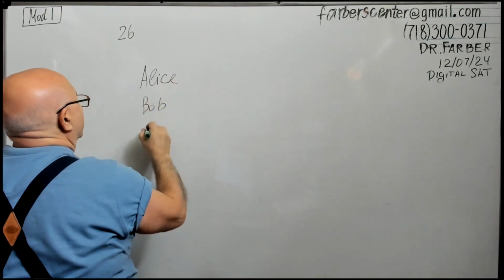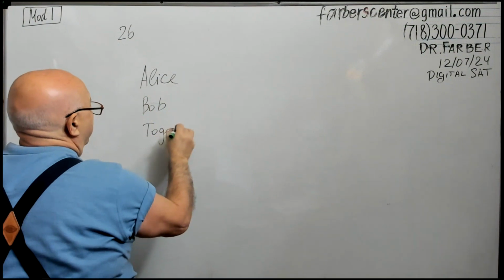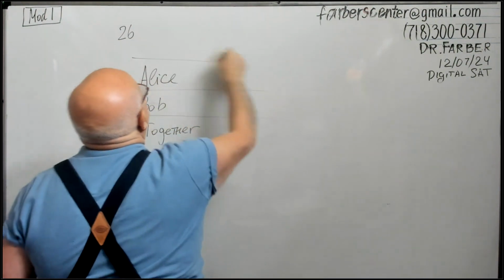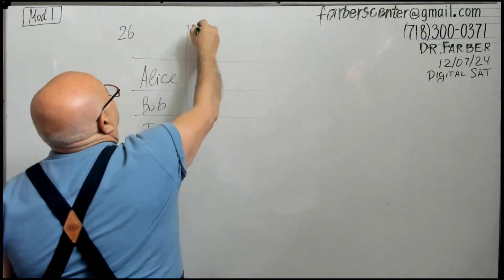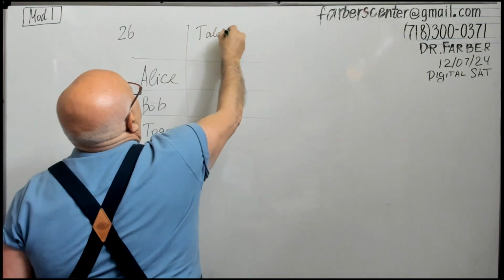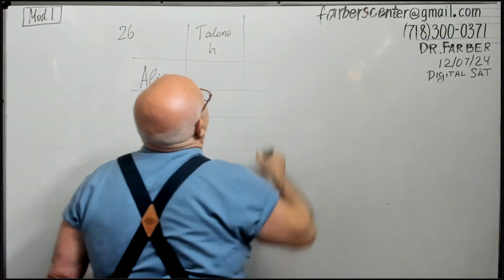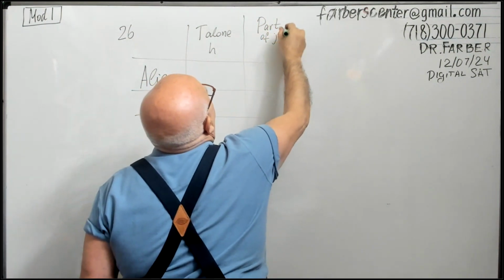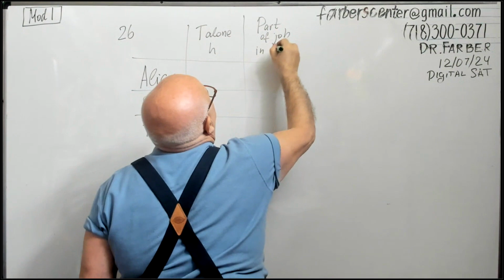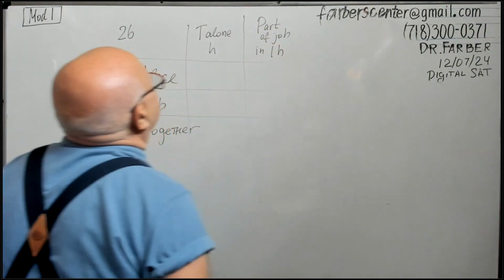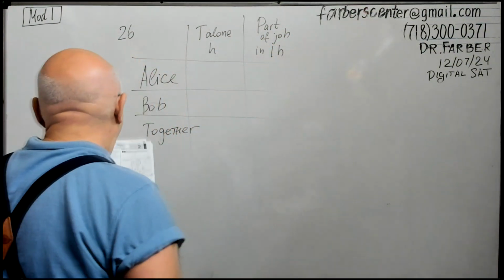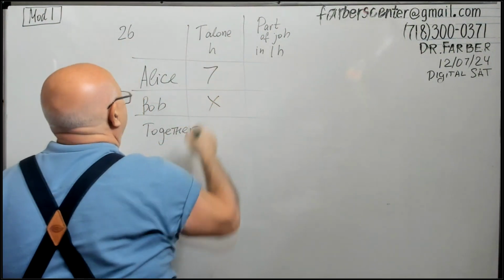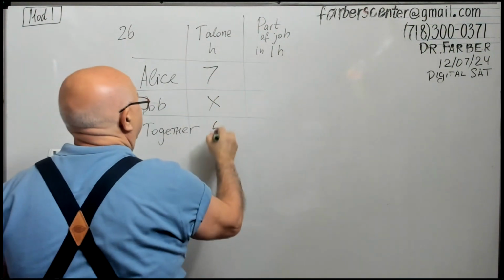Working together. Time alone in hours. Part of the job in 1 hour. Whatever they have, days, hours, years, whatever. Incorporate the data. This they said is 7. This you have to find, but together they do it in 5 hours.